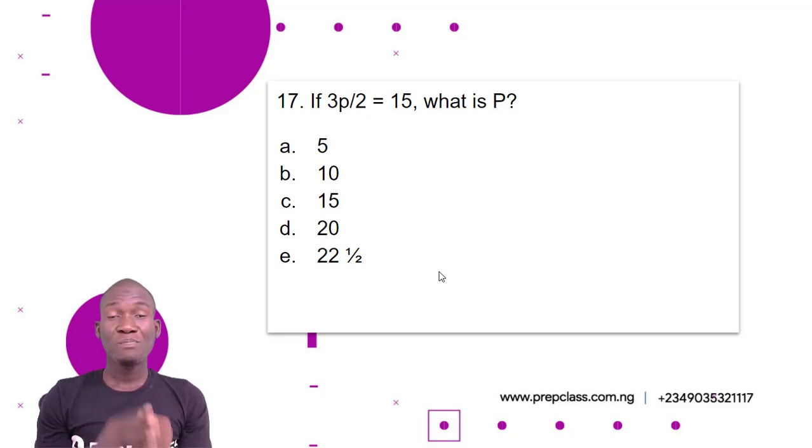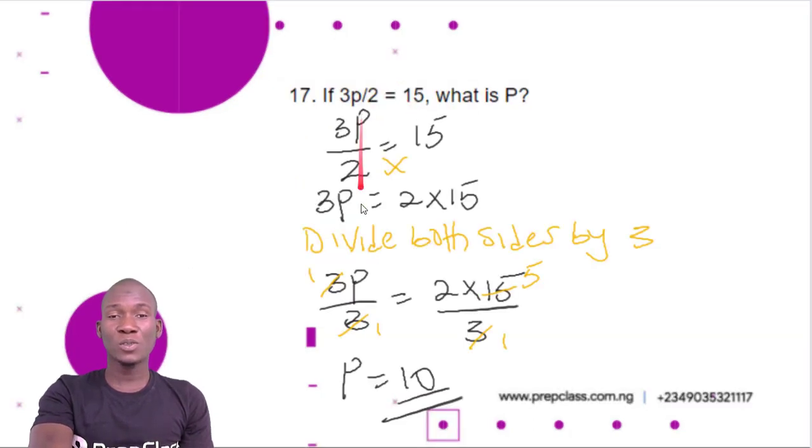A, 5, B, 10, C, 15, D, 20, E, 22 1/5. Now this is a simple equation. We have 3p/2 equals 15 and we have to find the value of p. What do we do here? We simply cross multiply, and when we cross multiply, we have 3p equals 2 multiplied by 15. Remember, 15 is the same thing as saying 15/1, and when 1 multiplies p, we still have 3p.